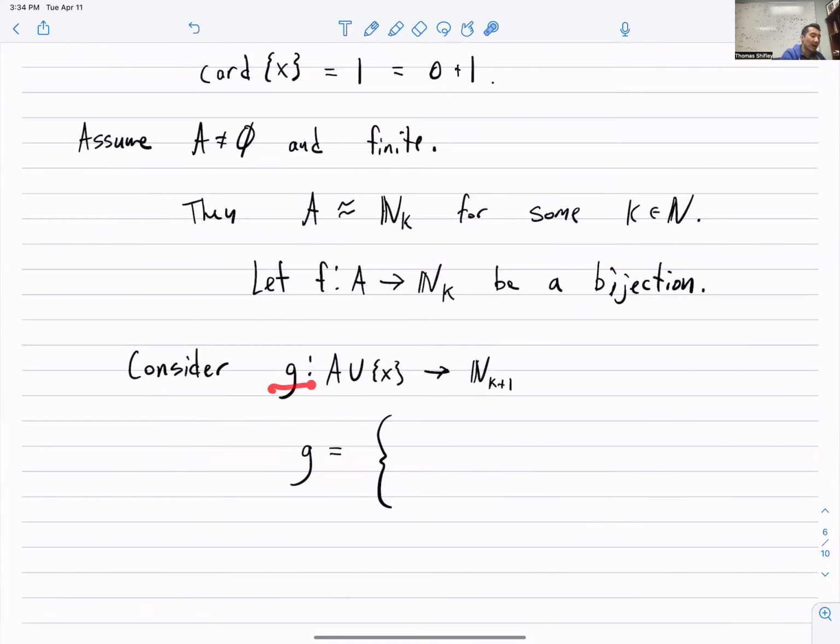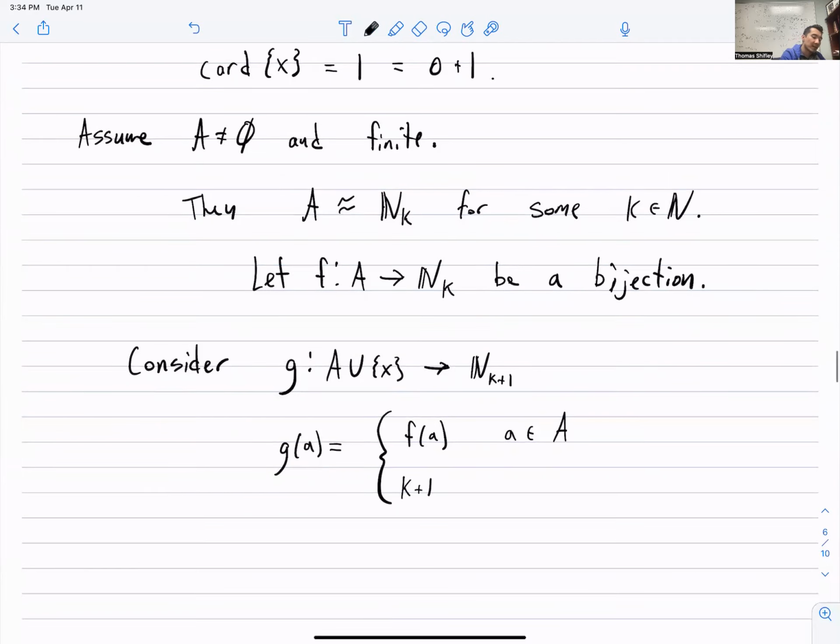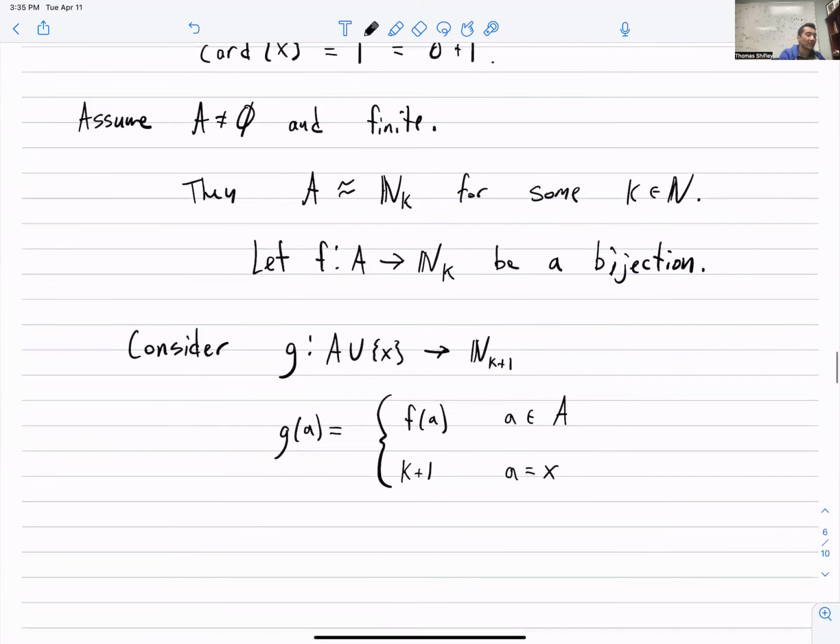Now we're going to consider a new map G from A union x. It's just going to be F. So maybe I should say it like this: G of an element a is equal to F of a when a is an element of A, and it's going to be k plus 1 when a is equal to x, because that's the other guy. So basically send everyone to where they're already being sent, and then send x to k plus 1. It's exactly what you think it would be, but this is just a fancy way to write it.